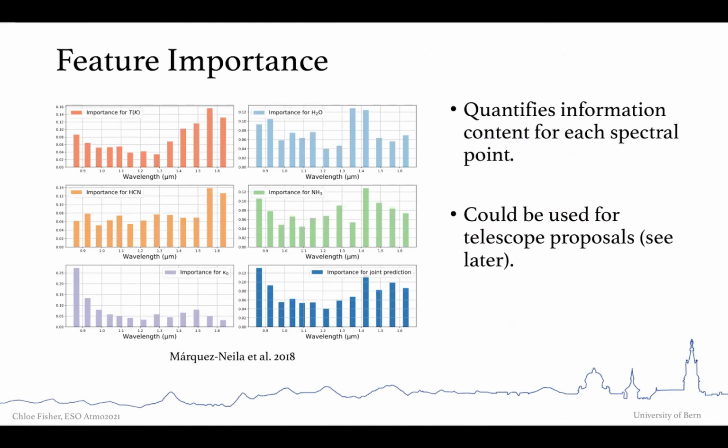Okay, one of the really cool things that you get from the forest is something called the feature importance. So this quantifies the information content for each of the spectral points. It's basically telling you how important each wavelength point is for determining each parameter. And it's kind of a freebie.